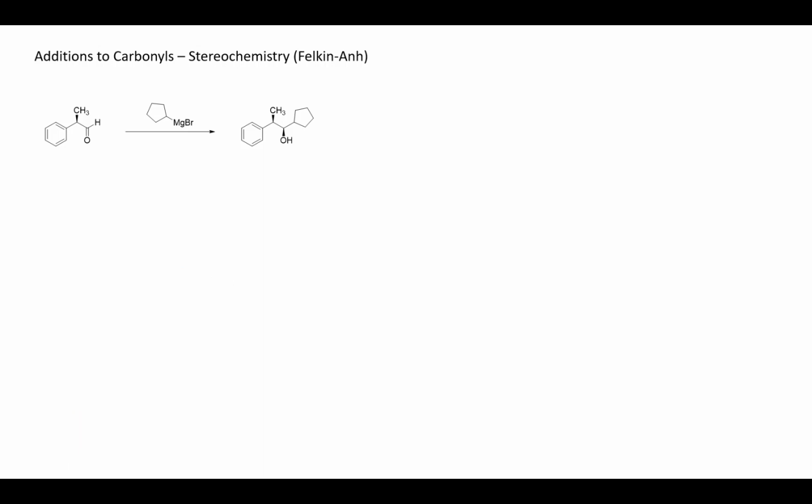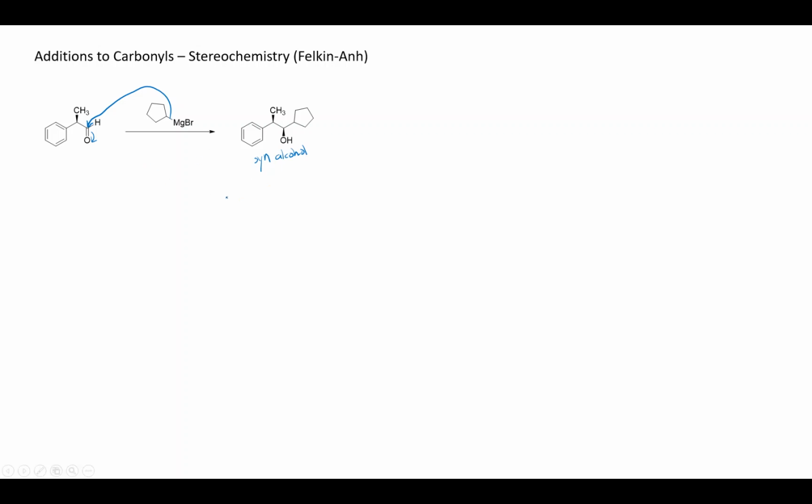Okay, so from a mechanistic standpoint, this is pretty straightforward. This is your standard organometallic reaction. The organometallic adds to the carbon and breaks the carbon-oxygen pi bond, pushing those electrons to the oxygen. We get this. But notice that there's stereochemistry here. We get this syn relationship between the methyl group, the existing stereocenter, and the newly formed stereocenter at the alcohol. So we get the syn alcohol in this case.